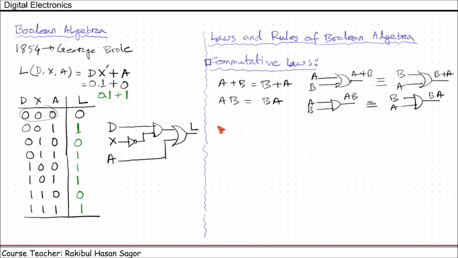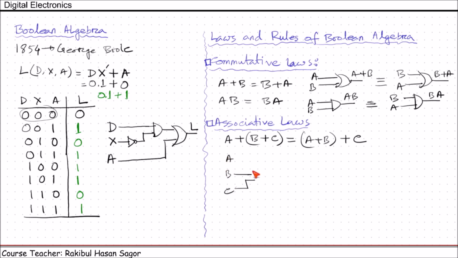Next we have the associative law. For three variables, the associative law can be written in this fashion: A or B or C is equivalent to A or B or C grouped differently. So using a logic circuit, we can say A, B, C, B or C will give us this output, which is A or B or C, which is equivalent to this case A, B, C.